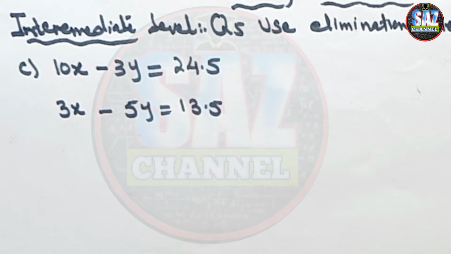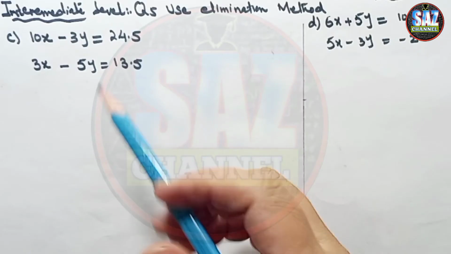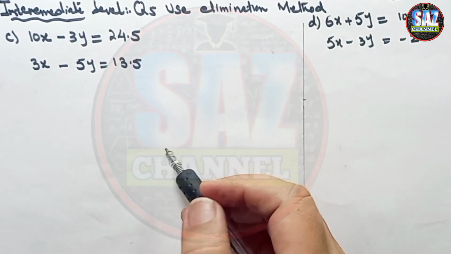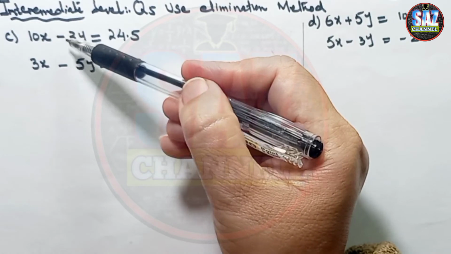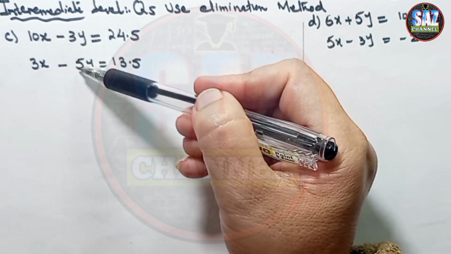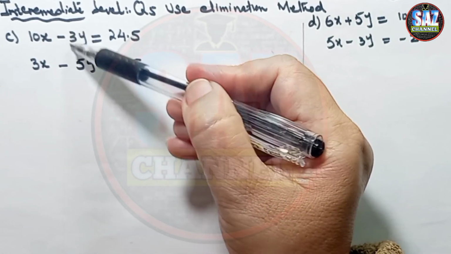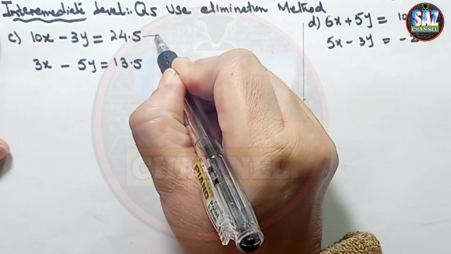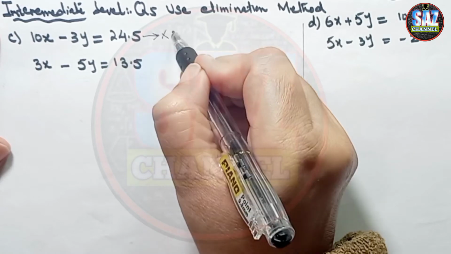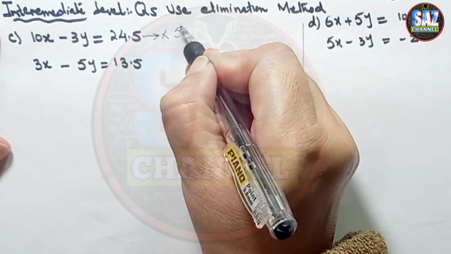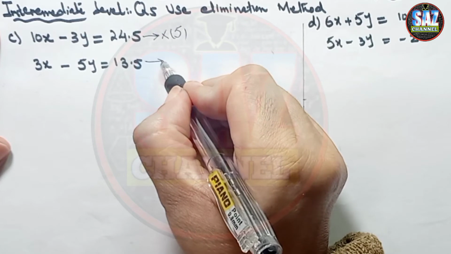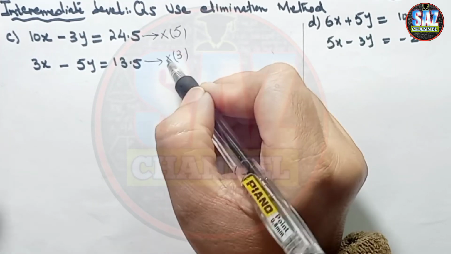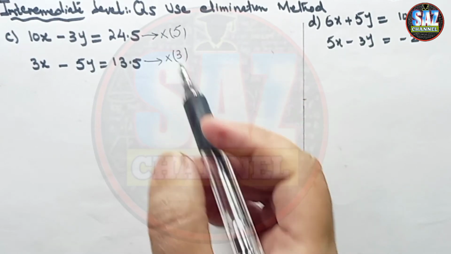So what I will be doing, I will be preferring the balancing of coefficient of y. So what I have to do is that I will be multiplying. Basically, I have to take the LCM of these two numbers, that is 3 and 5, and LCM is 15. So I will be multiplying this equation by 5, and the second equation I will be multiplying that by 3 in order to make the coefficients of y balance or same.